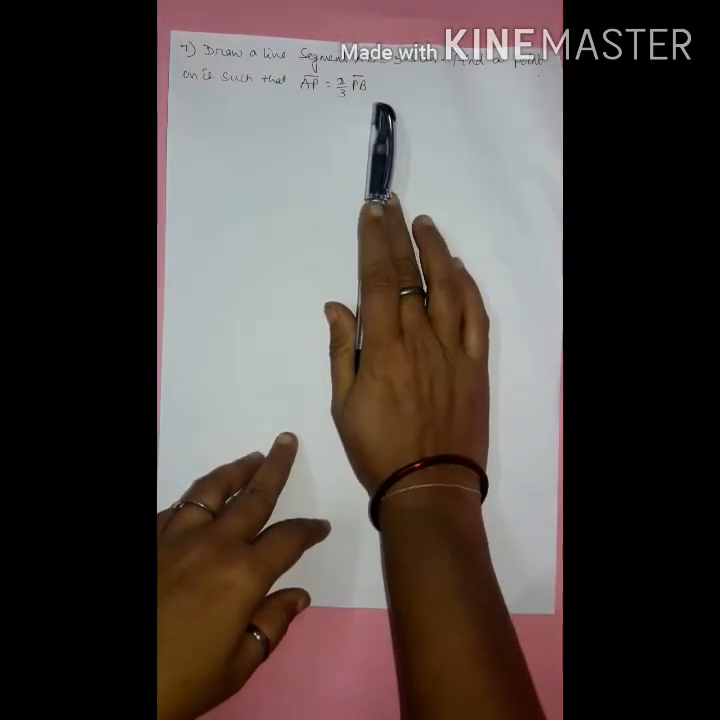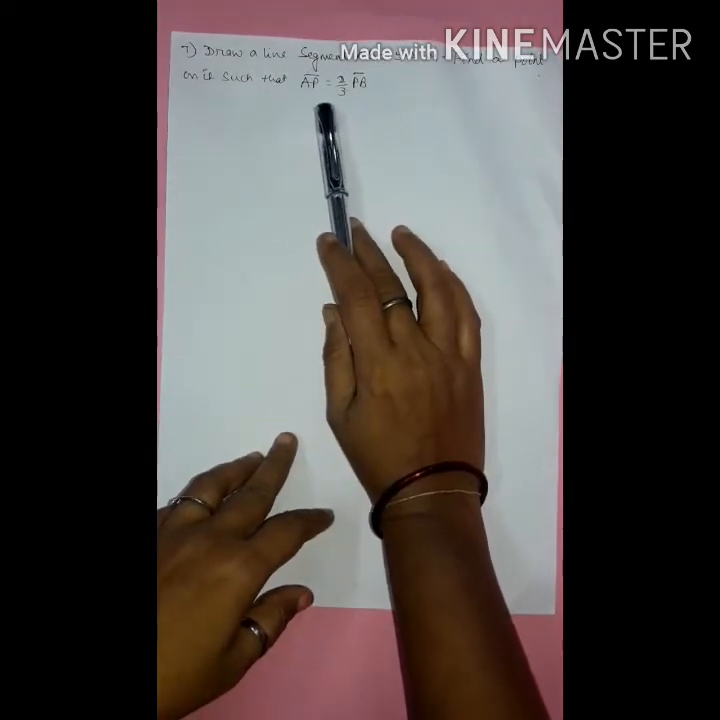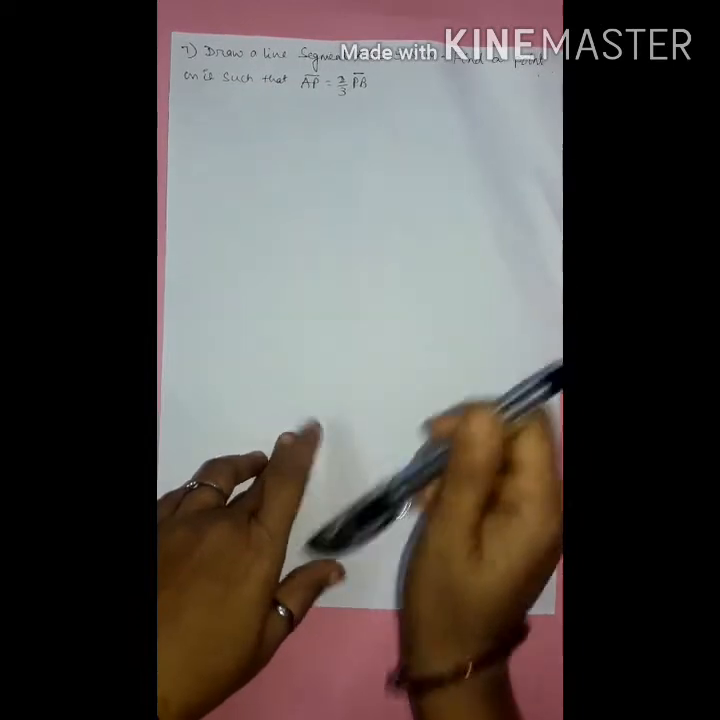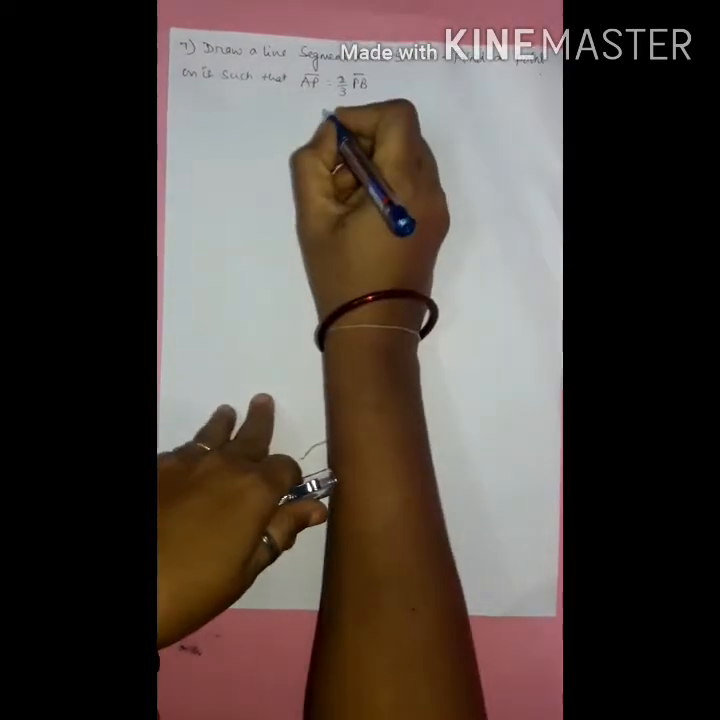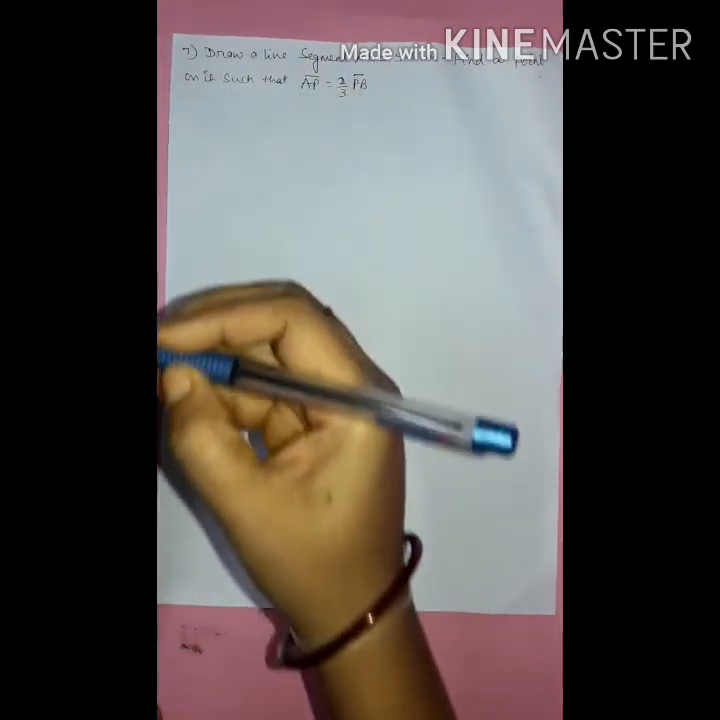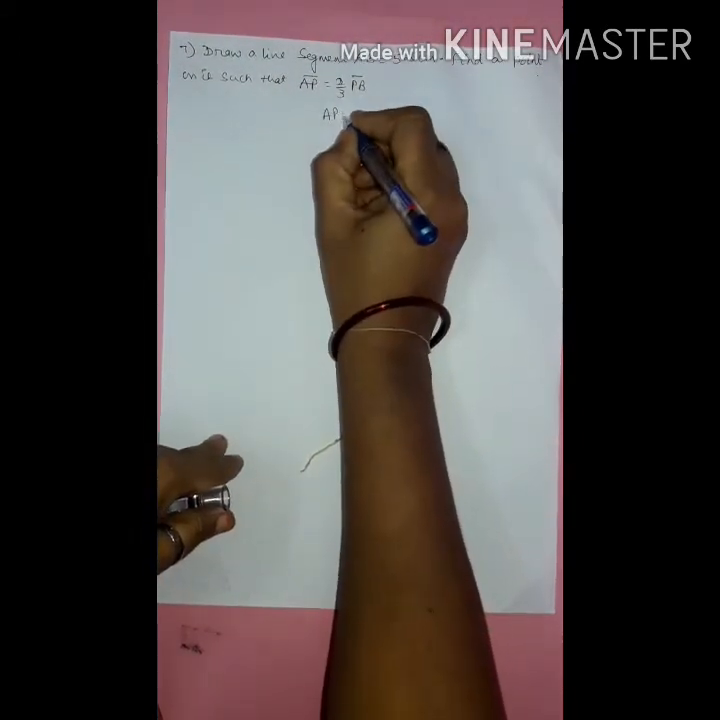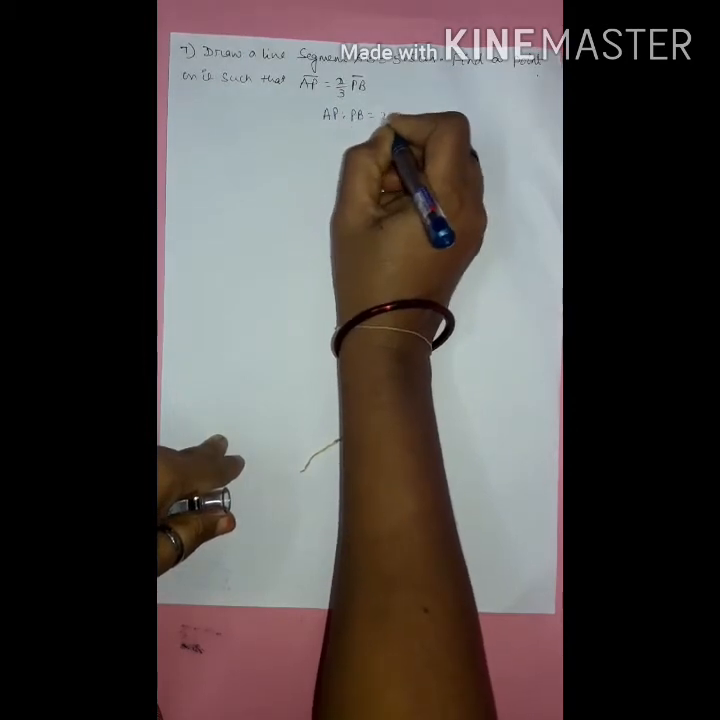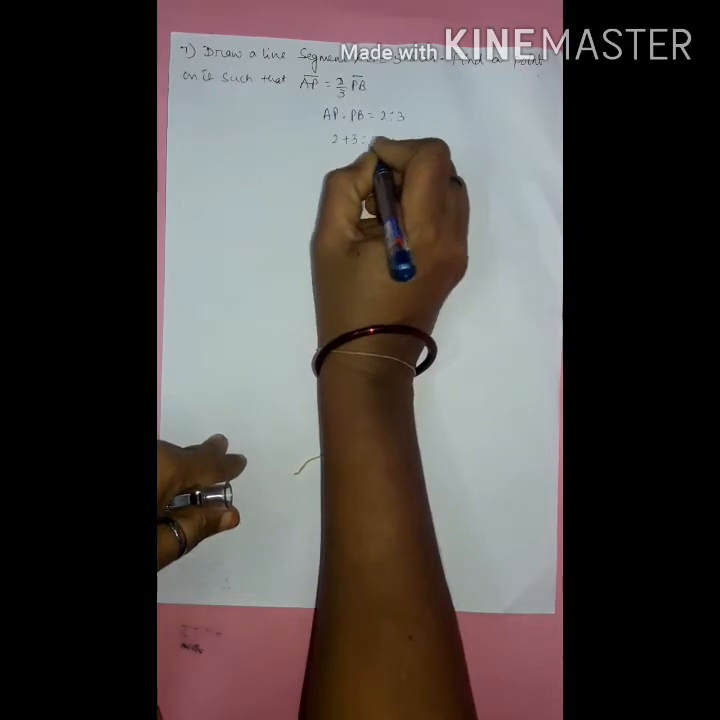Question number 7. Draw a line segment AB equal to 5.5 centimeter. Find a point P on it such that AP is equal to 2 by 3 PB. So you can write it down like that: AP is to PB is equal to 2 is to 3. So total parts 2 plus 3 is equal to 5.